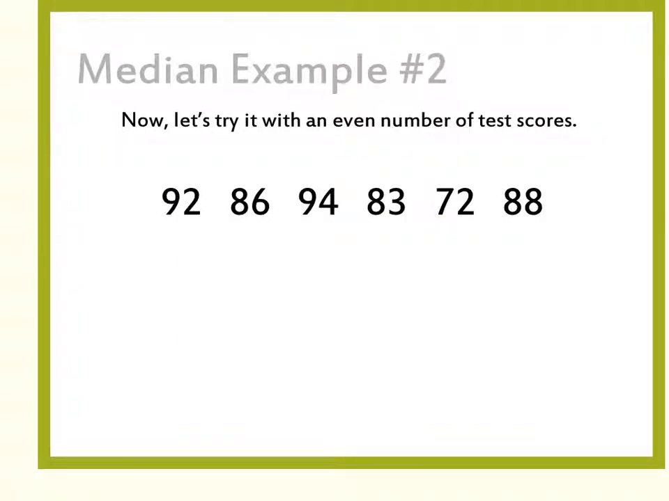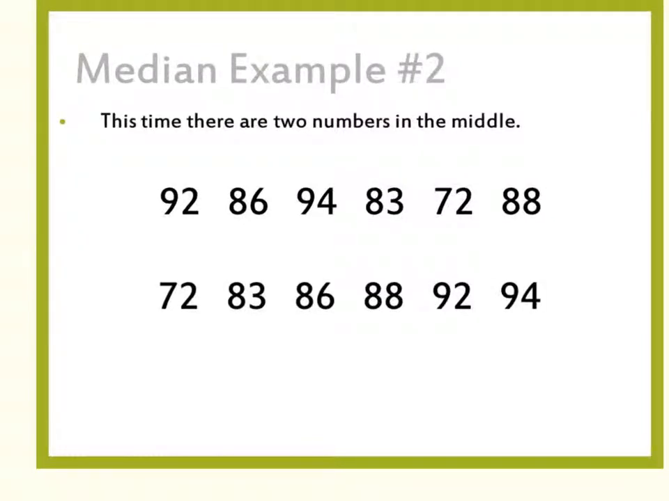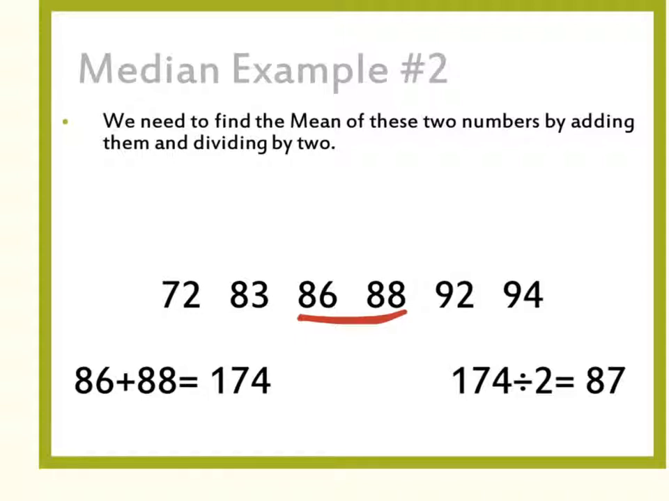Here's an example where our list has an even number of data. When we put it in order, from the smallest to the largest, as shown here, we see that there are 2 numbers in the middle, 86 and 88. In this situation, you have to find the average, or the mean, between those 2 numbers. The way to do that is to add 86 plus 88 together and get 174, and then take the 174 and divide by 2 to get a median of 87.